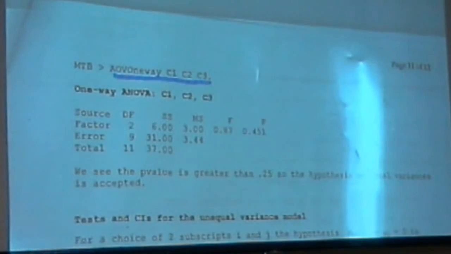You can see the Minitab command that I used to produce this analysis of variance table right there. So anyway, when we look at the p-value here, we see that it's greater than 0.25. So our conclusion is the hypothesis of equal variances is accepted.